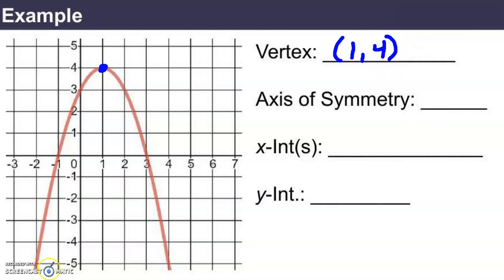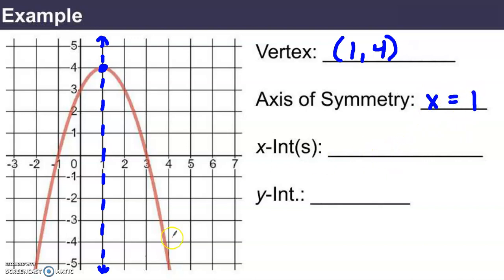The axis of symmetry wasn't drawn for us, but it would be the vertical line that goes through the vertex. And since it's a line, we should give it a line equation. That's the line where every x is 1. Let's write x equals 1.